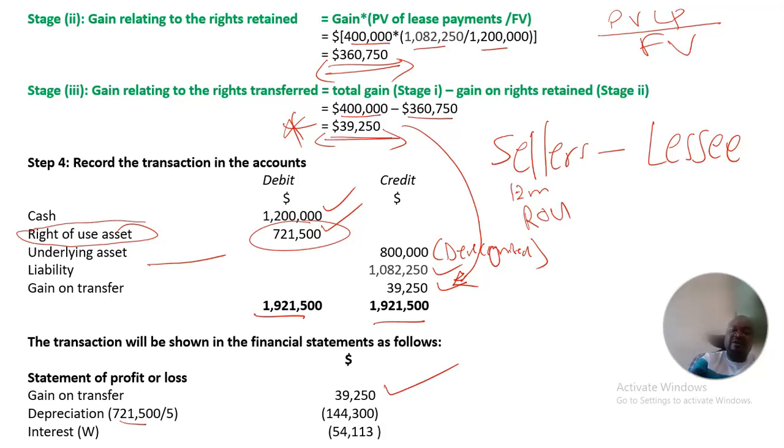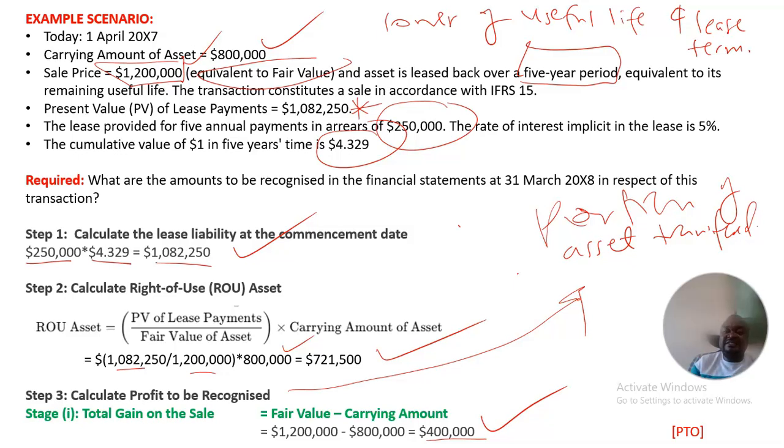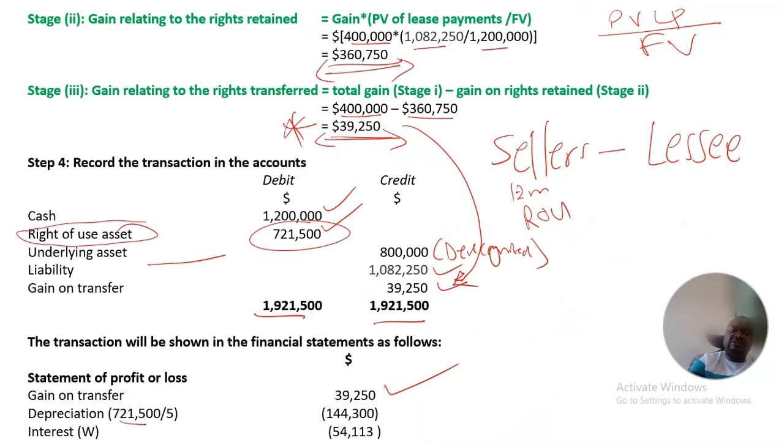Okay? And we have computed the right of use in step number 2. That's how you compute your right of use asset. So don't be confused and say, hey, Mr. Akatuta, you're confusing us and so forth. Those are the steps, ladies and gentlemen.